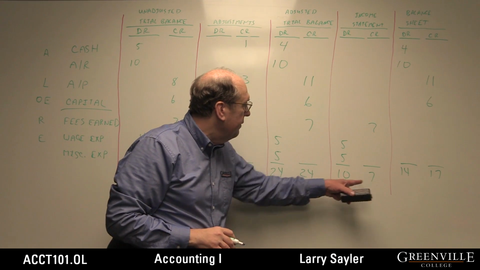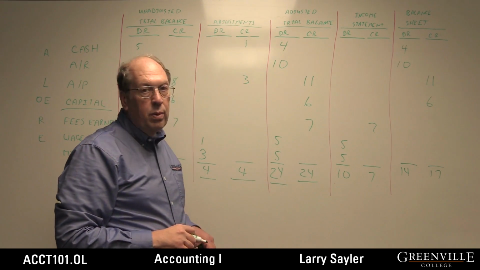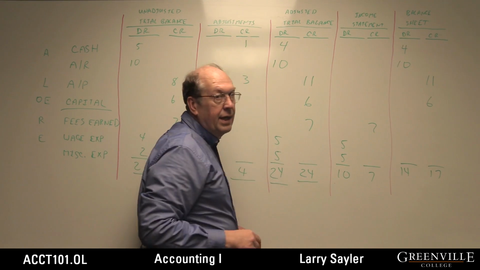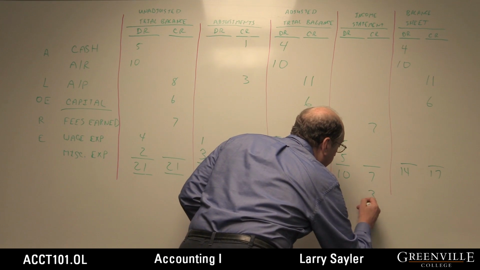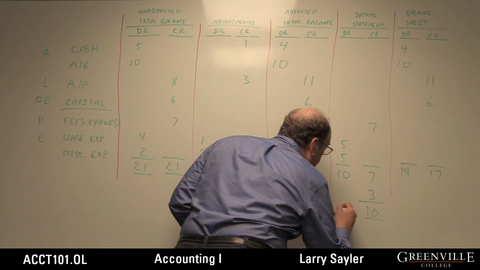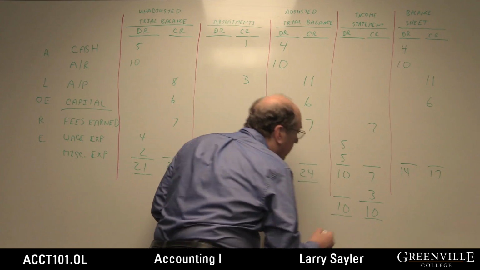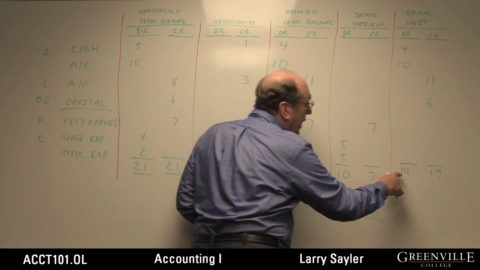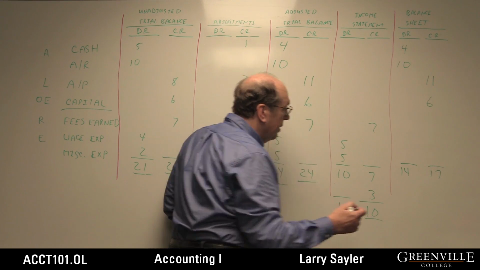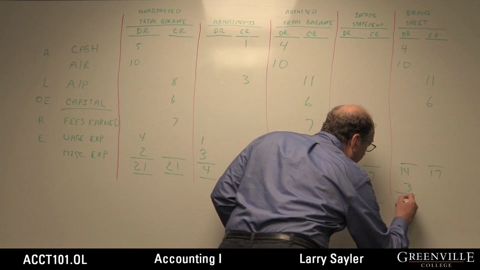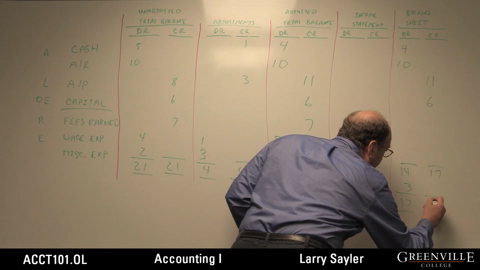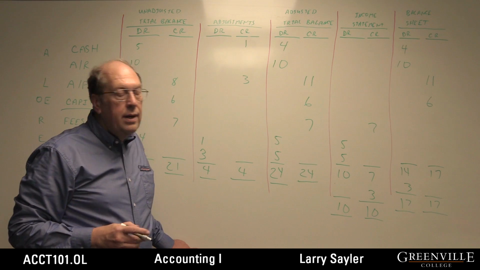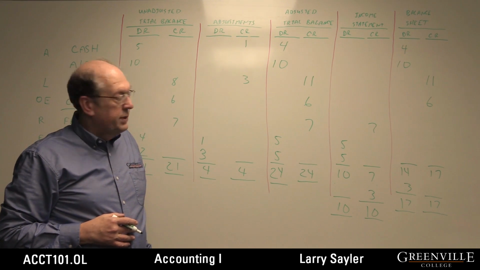It looks like we have a plug number, and that's what I call it, a plug number. How much do we have to add to 7 to get to 10? Well, obviously 3. Voila, they equal. We made them equal. How much do we have to add to 14 to get to 17? Oh, 3. So now they equal. So we put in a plug number to make them equal in these columns.